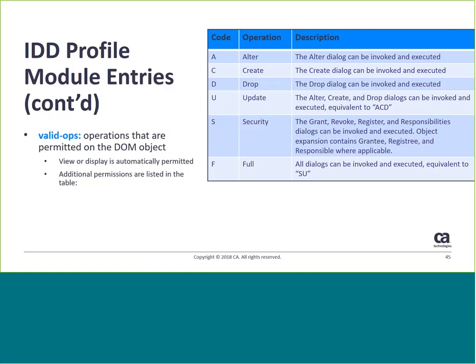So here you see the different actions that a user can perform. Each code, A, C, D, U, et cetera, indicates which operation it is, and it's just the first letter of each. You can allow a person to alter certain things, create, drop, or if you give them update, it allows all three of those. There's also a separate setting for security, which allows people to do grant, revoke, register, et cetera. And if you want someone to be able to do all of these things, you would give them full access to it. Moving on ahead.